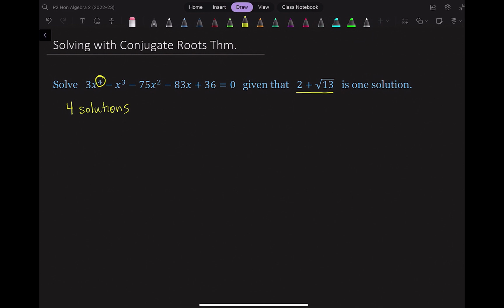If that's the case, then we should also expect that this polynomial, which is, of course, equal to 0, should factor into 4 factors, and each one of them would be x minus one of the answers. Now, using that logic alone, we should be able to write out at least 2 of them. Like, we know that we're going to have x minus, and then this 2 plus root 13.